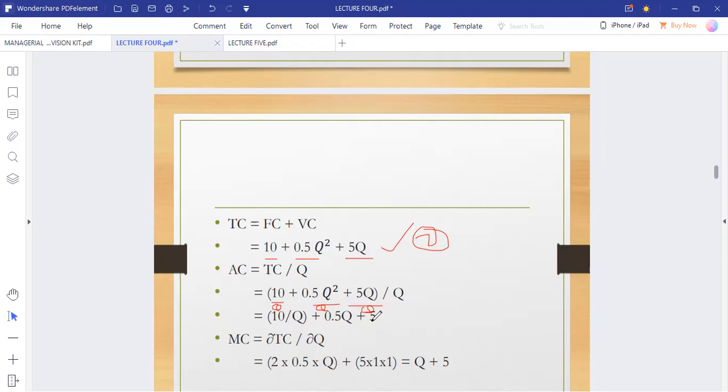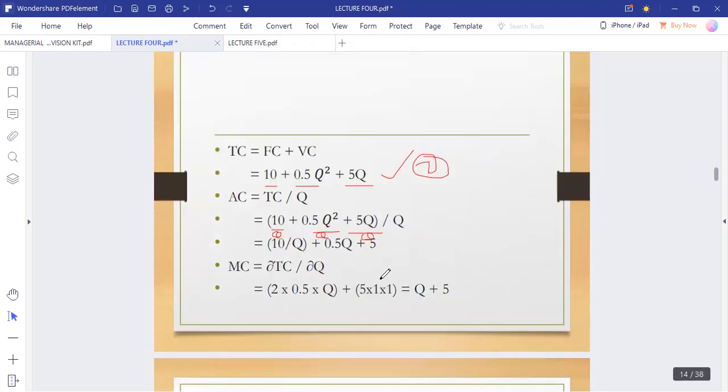How do we get the marginal cost? When you differentiate this and drop here, we have Q. Here we're going to have 5. So what are we going to have? Q plus 5, which is our marginal cost. So you get your 2 max there, you get your 2 max there. Are we following? Yes. All right.